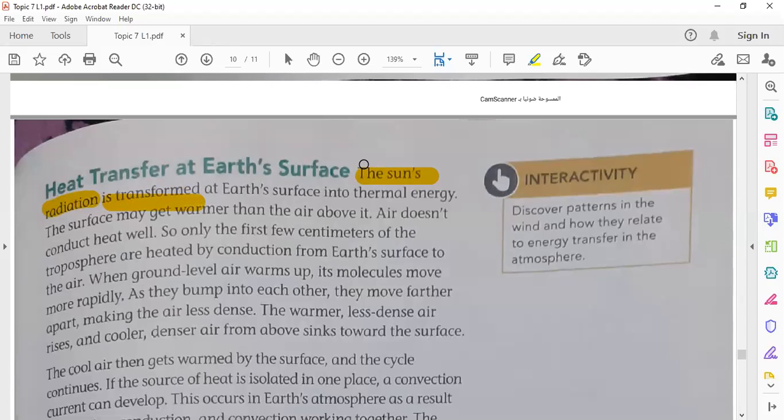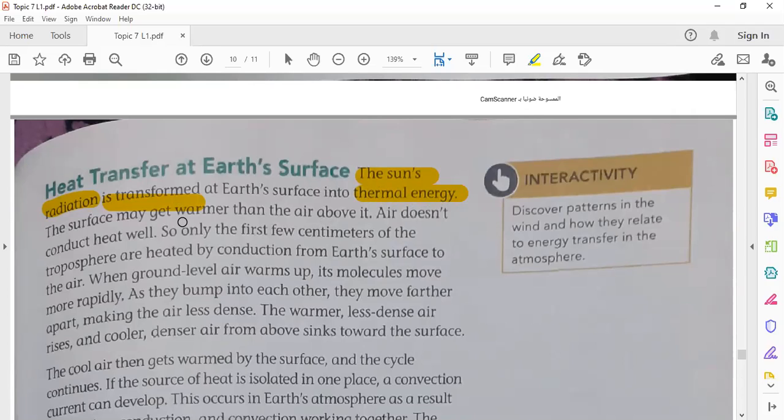As you know, all forms of energy can transform or change from one form to another. For example, kinetic energy can change to potential energy. Chemical energy can transform to heat or kinetic energy. The same thing, the sun's radiation is transformed at Earth's surface into thermal energy. For this reason, the Earth becomes warm. So the sun's radiation is transformed at Earth's surface into thermal energy or heat.